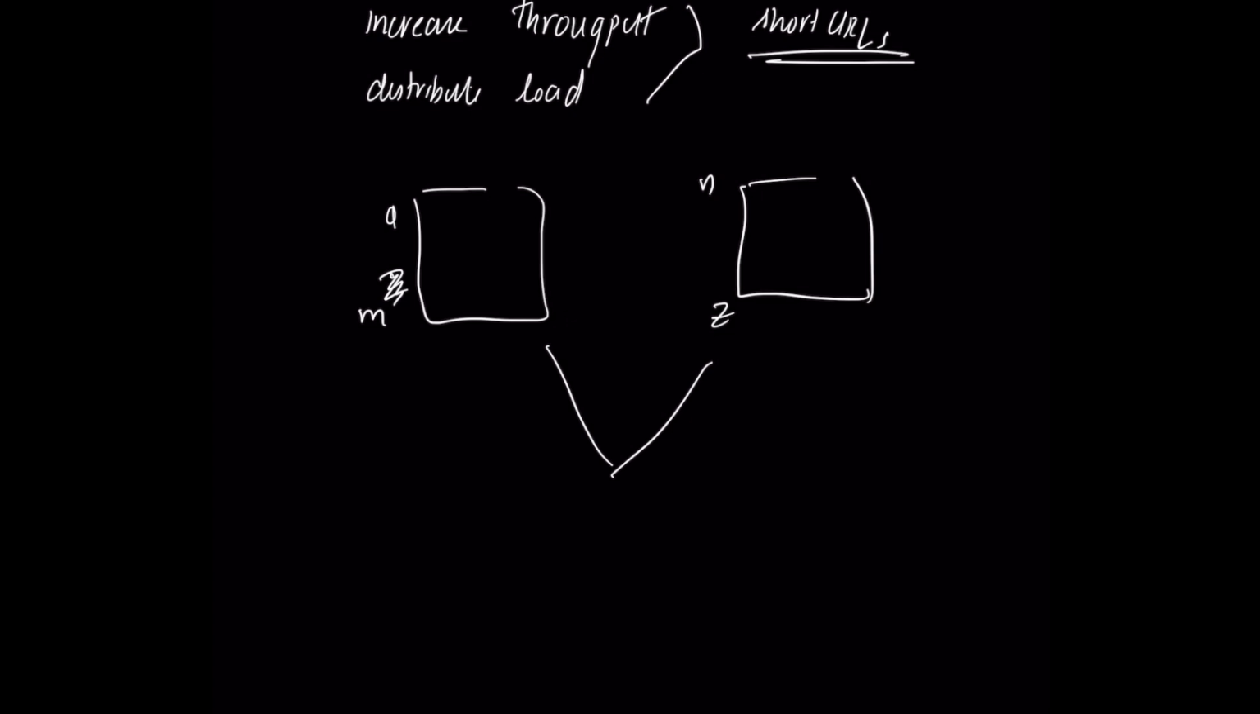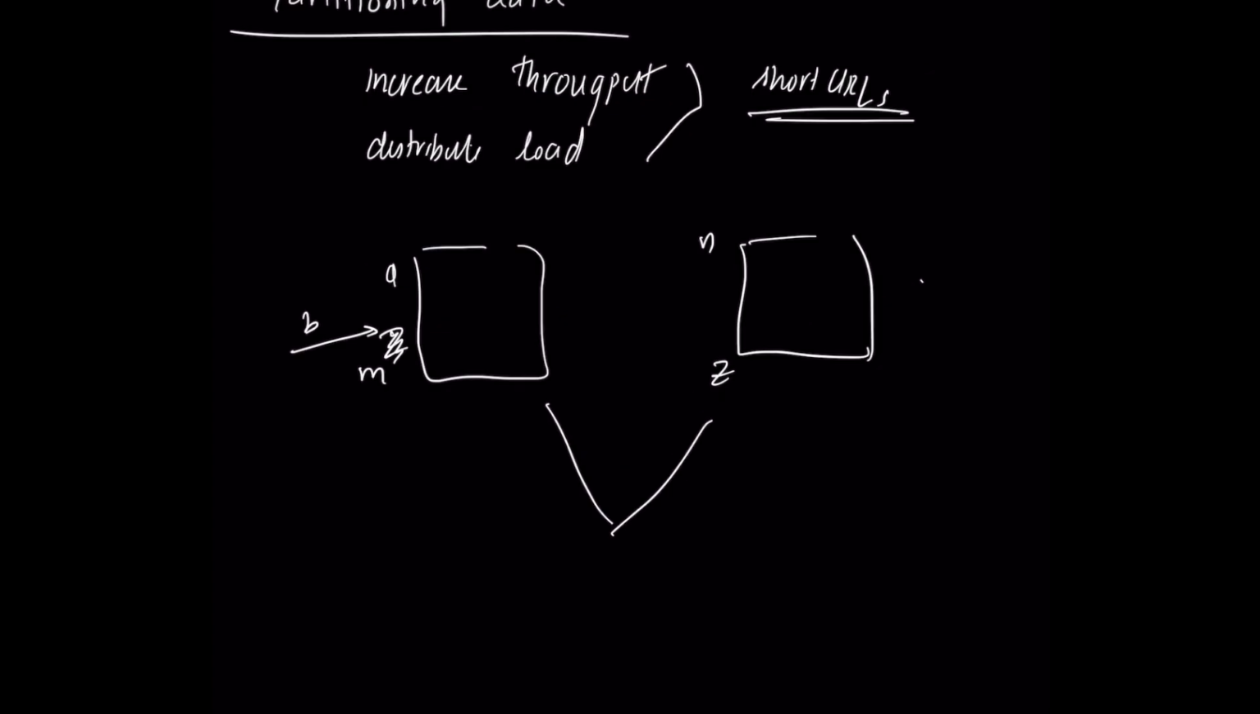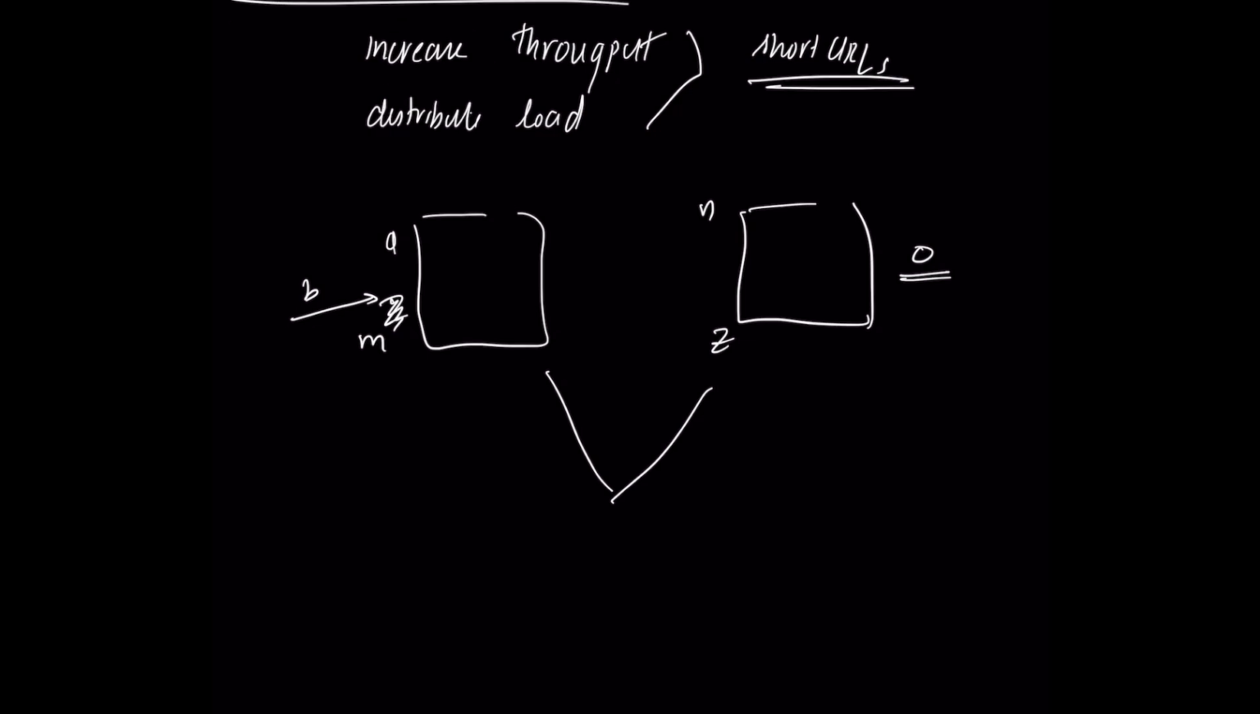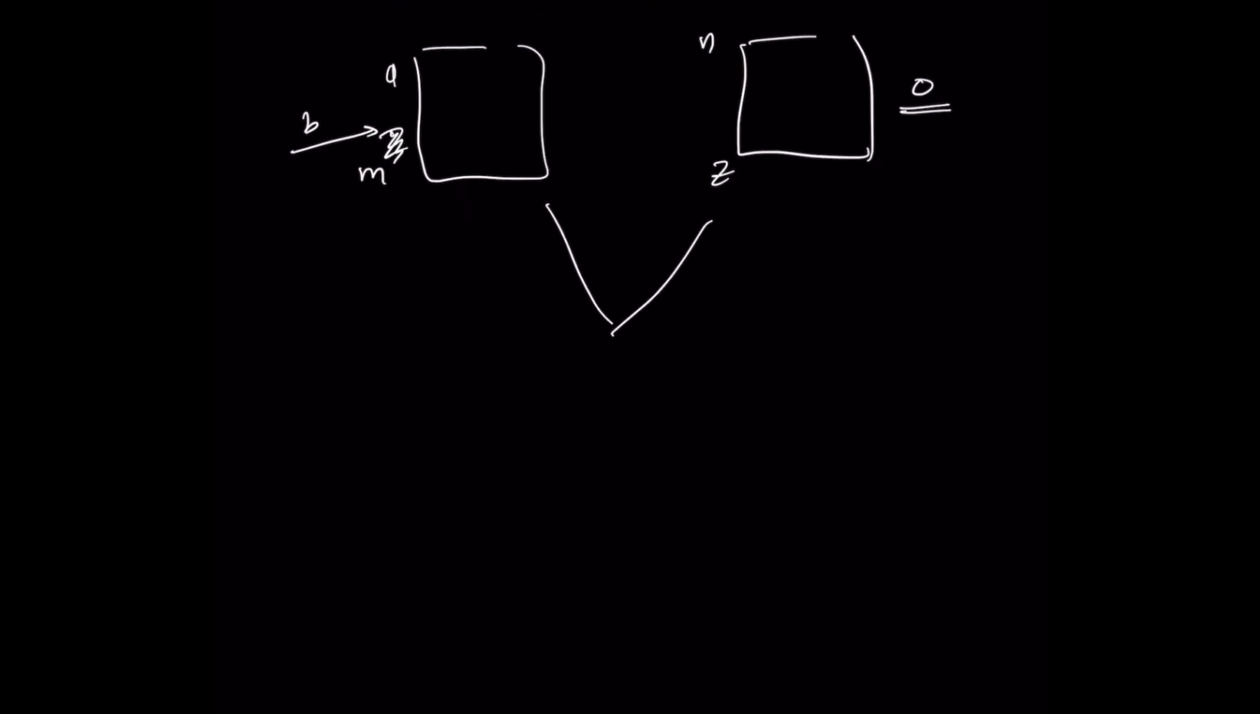When we are looking for something from, say, B, we go to this one. We're looking for something from O, so it's here. So the data is partitioned in such a way that when a request comes, the coordinator can say, okay, I'm looking for B, go this way. I'm looking for O, go this way.